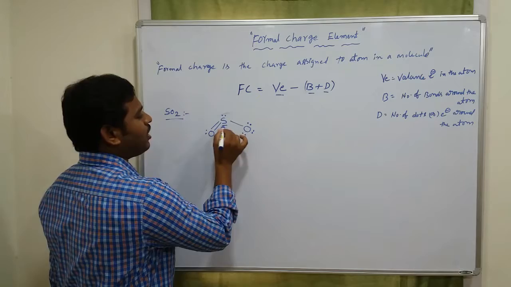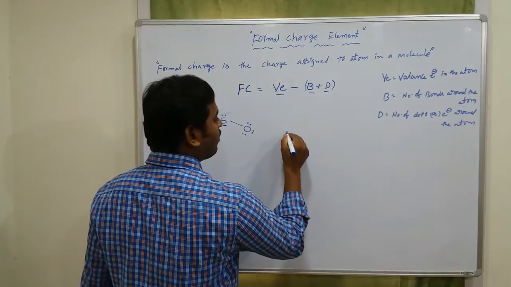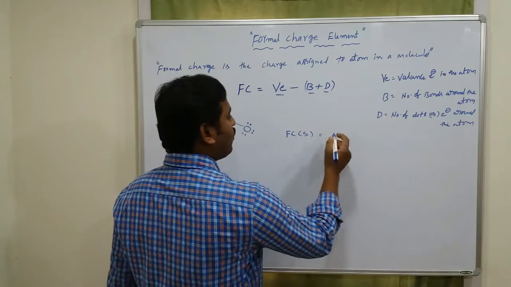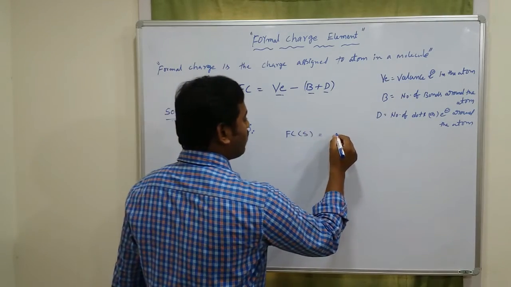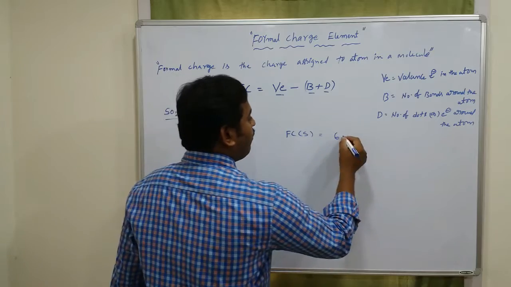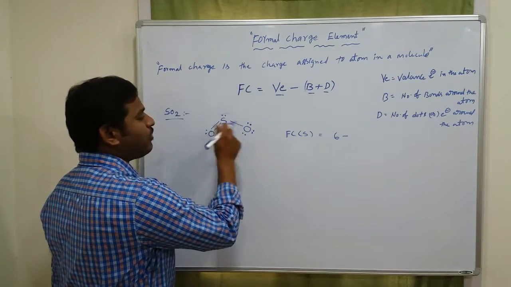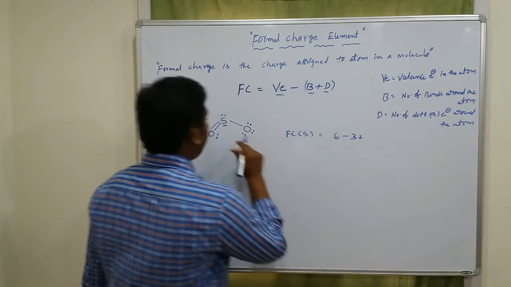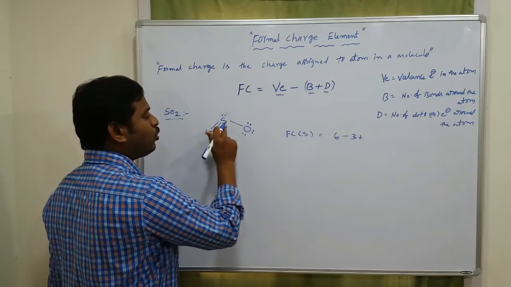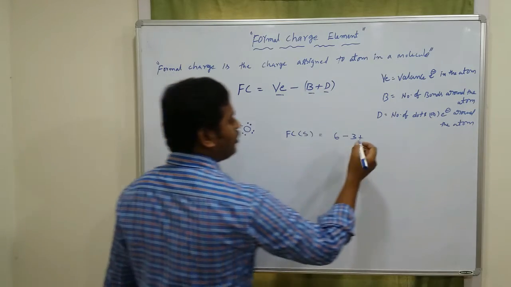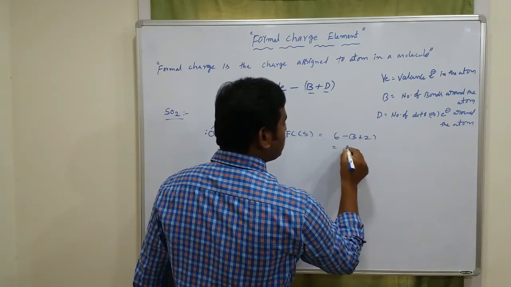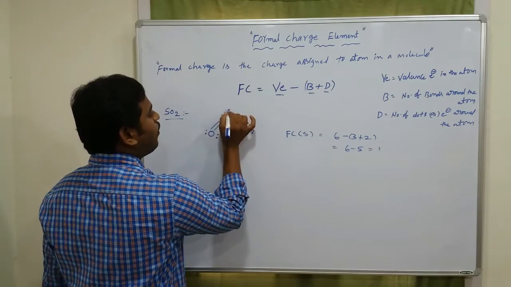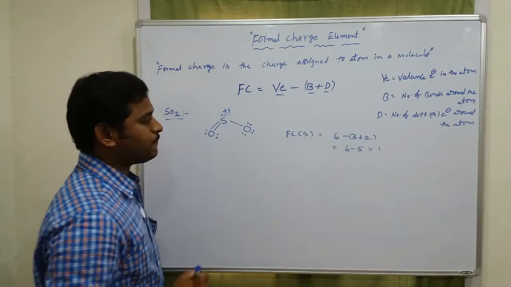So now we calculate the formal charge of sulfur. The sulfur group number, or valence electron, is equal to 6, minus. Around the sulfur atom there are 3 bonds, 1, 2, 3 bonds, plus it has here 2 electrons. The dots are here 2. So 6 minus 5 equals 1. So sulfur carries a positive +1 charge.